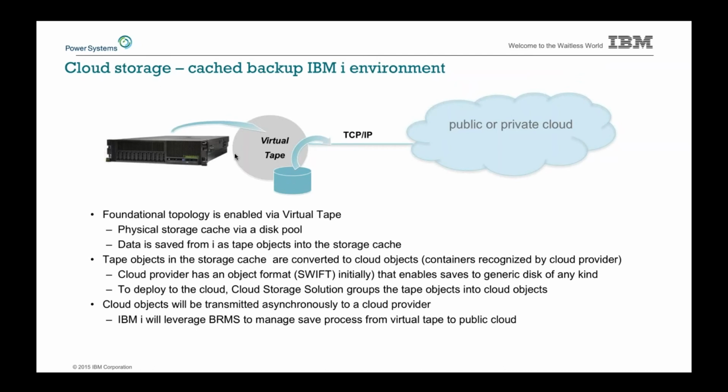So it's fundamentally a topology. It's all via virtual tape. When you do a save, you're going to save your storage to some kind of cache via a disk pool. That data is then moved up to your IBM Cloud through an asynchronous connection. It'll also allow you to specify where your cloud is, and it'll go ahead and do the actual work of moving data to and from your cloud connection.